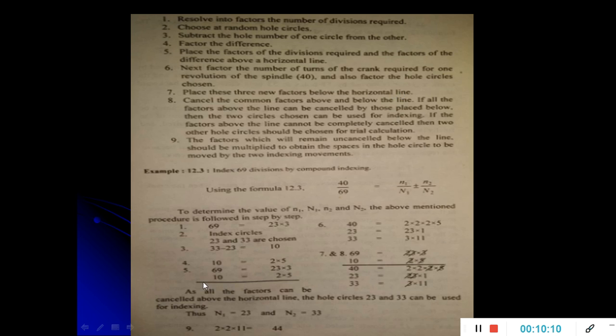Now here the horizontal line is there, and I have mentioned these two values above the horizontal line. Now place these three values below the horizontal line. See here, 40, 23, 33, 40, 23, 33, and the factors are written below the horizontal line. Now the next step is to cancel all the factors below and above the horizontal line.